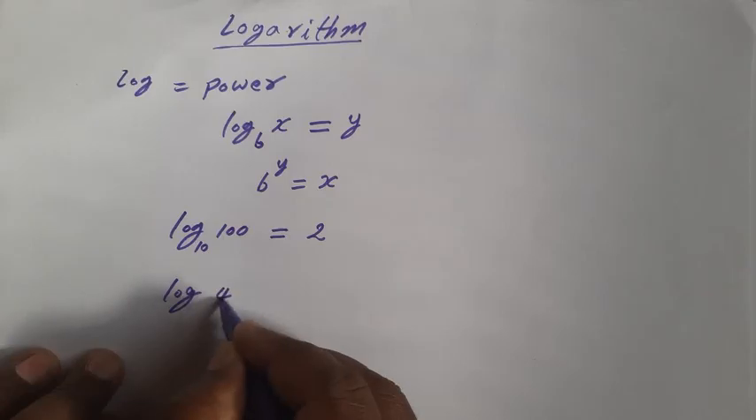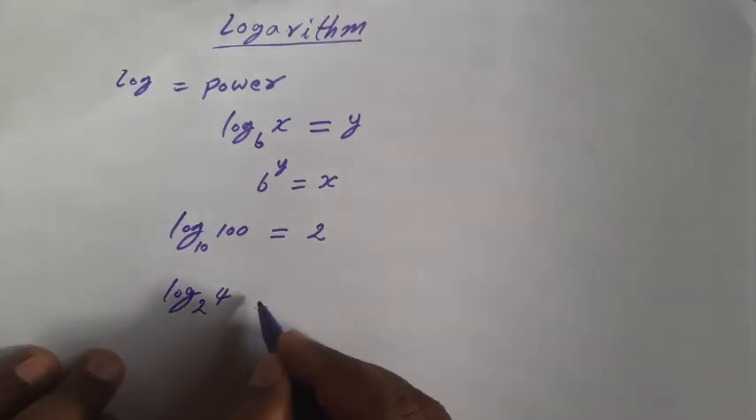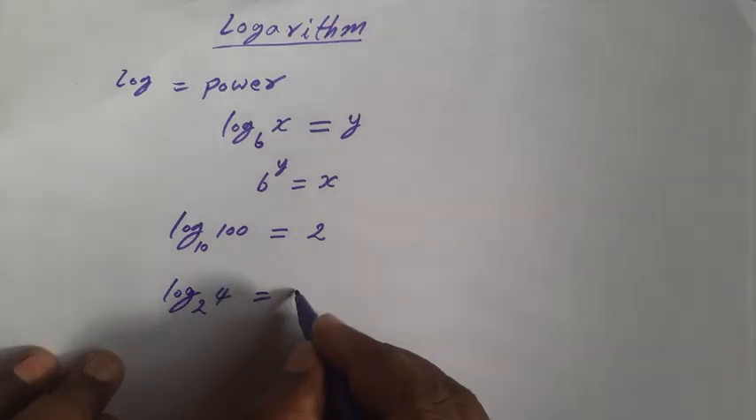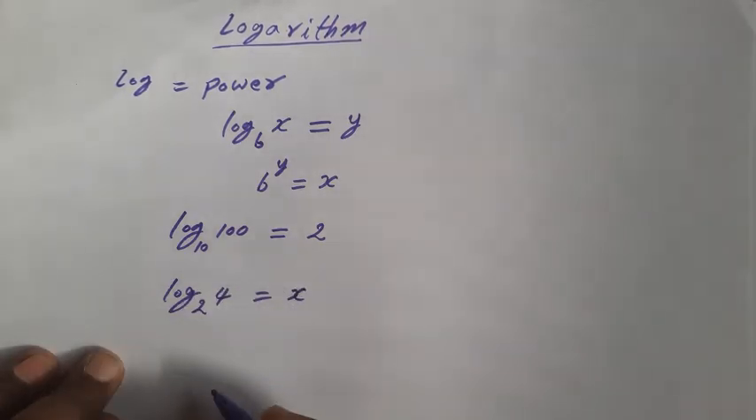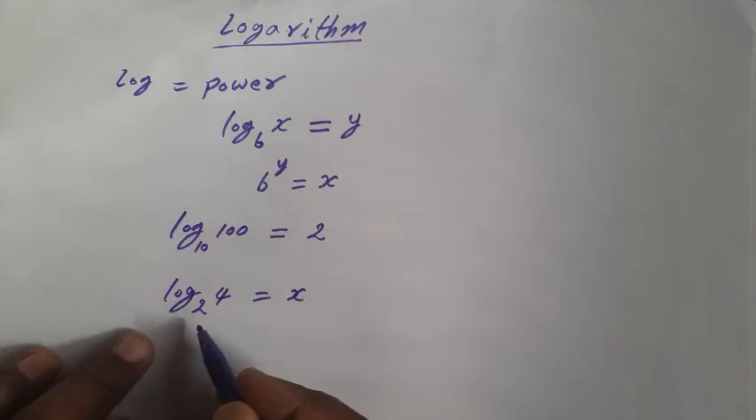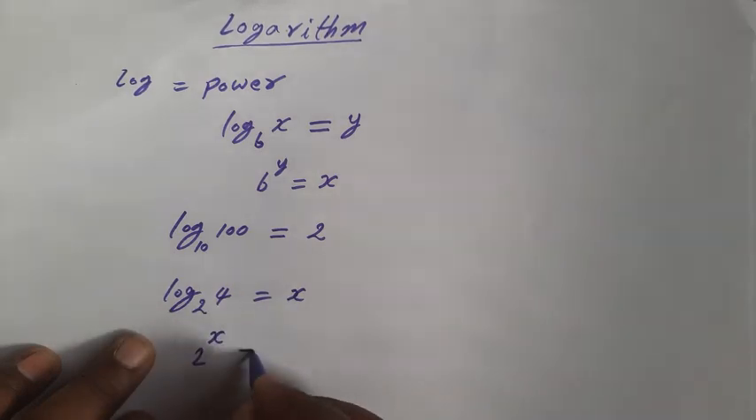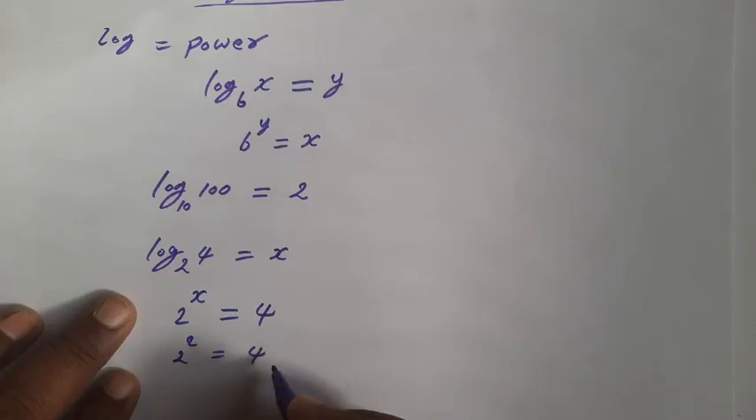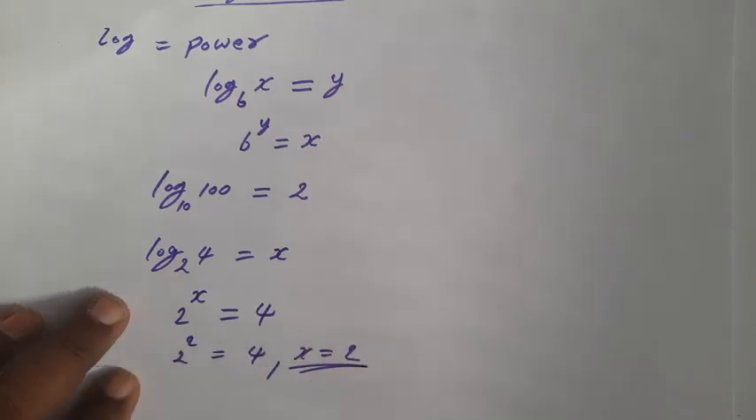Log 4 base 2 equals what? Say it is some x. So we know what log means: 2 to the power of x equals 4. Then what is the x value? 2 squared equals 4, so x equals 2.